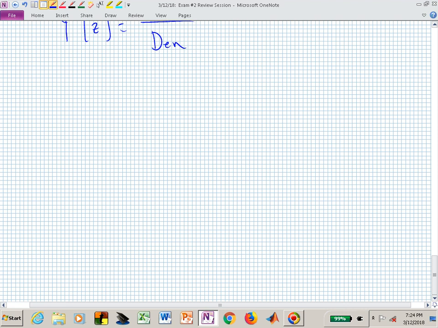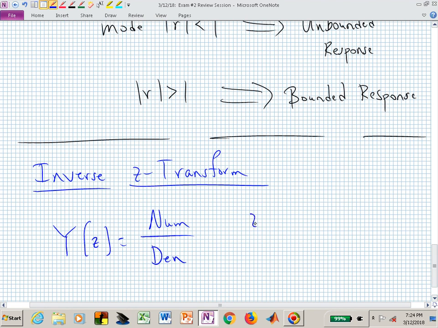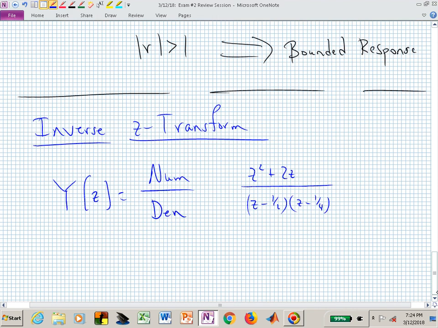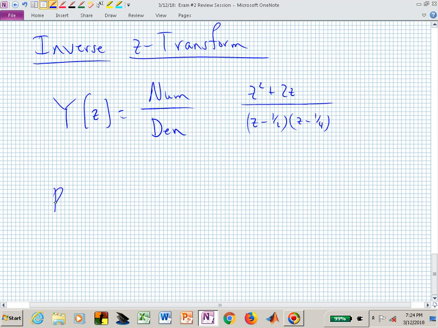So now if this, let's say this is now z squared plus 2z over (z minus 1/2)(z minus 1/4). You can inverse Z transform that, right? Because now you're looking at Y of z over z, and that's in the right structure that you need. So you'll want to check now, or factor the denominator roots.